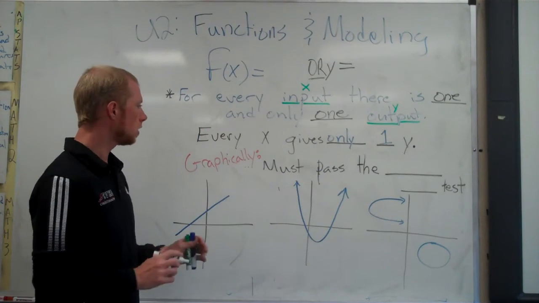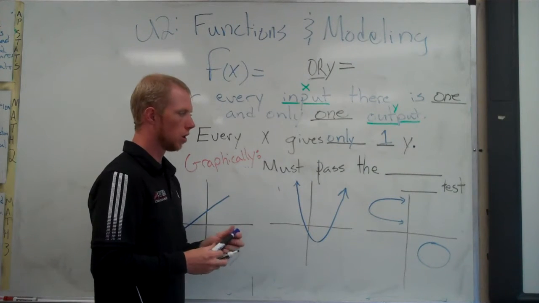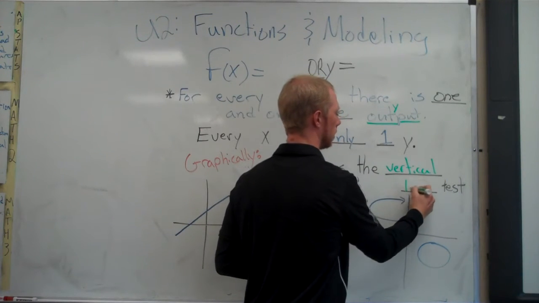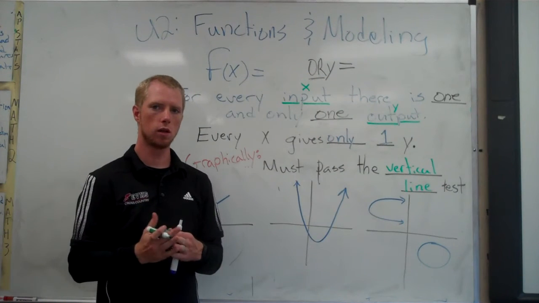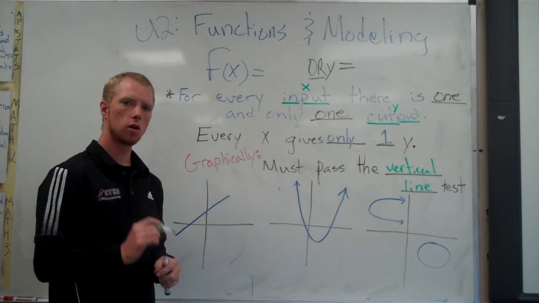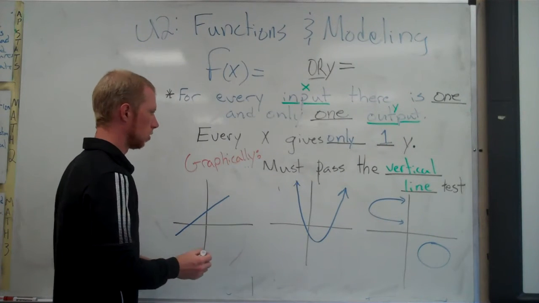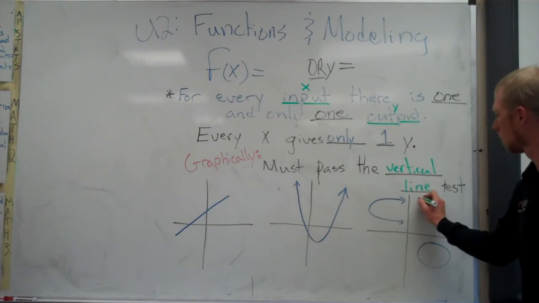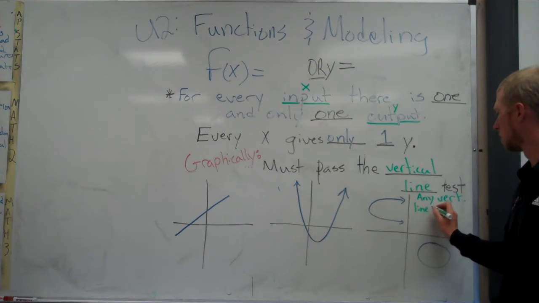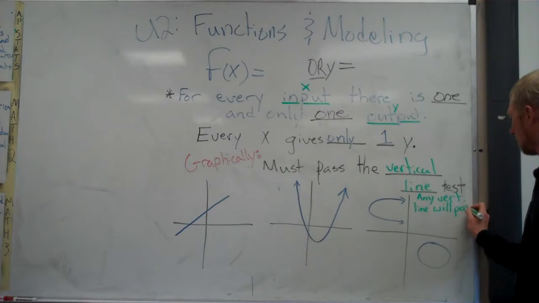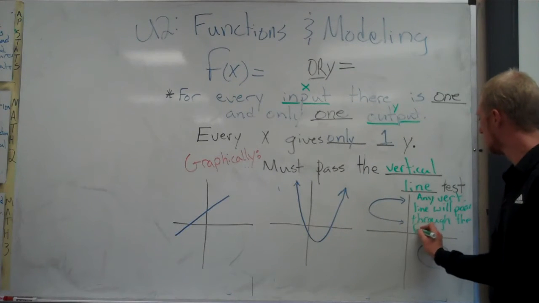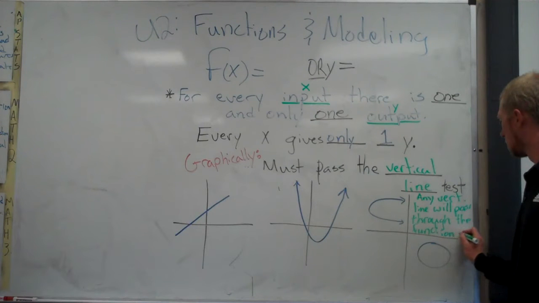If I show you a graph, what you need to know is that graphically we must always pass what's called the vertical line test. Our vertical line test just states that a vertical line will only touch your function once. So the vertical line test says any vertical line will pass through the function once.